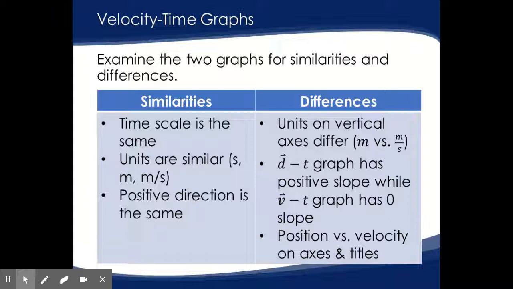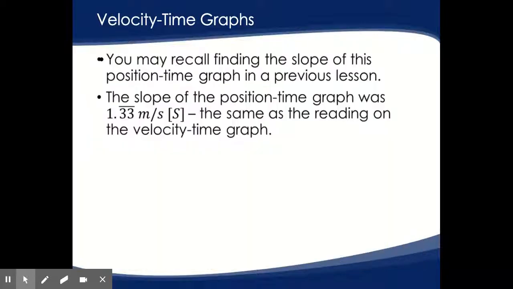So similarities between these, the time scale is going to be the same. Your units are similar. You're still using seconds and meters. The positive direction is still going to be the same. Some differences would be that the units on your vertical axis are going to be meters per second instead of meters. Your position time graph is going to have a positive slope if it's moving, and then your velocity time graph would have a 0 slope for the same information. And the position and the velocity will be obviously labeled differently.